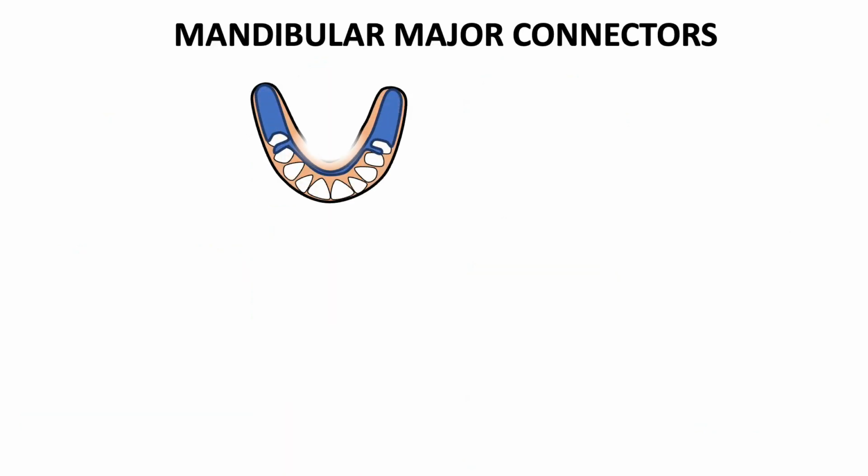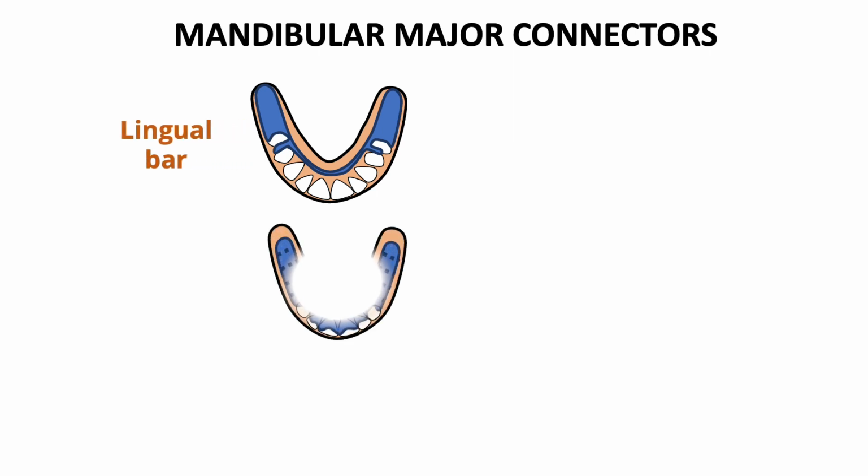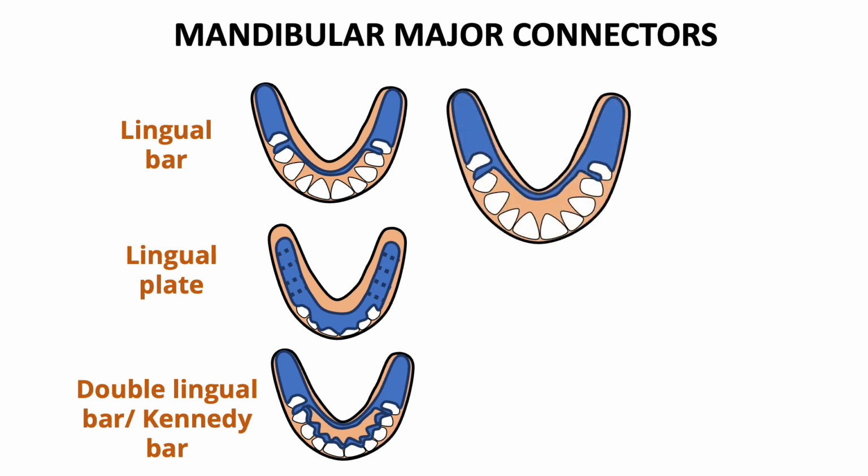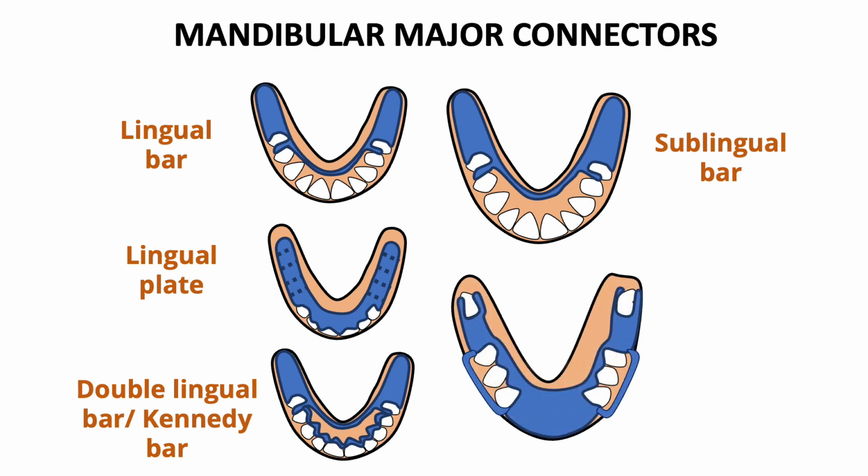Now, mandibular major connectors. We have 5 types of mandibular major connector. First one is the lingual bar. Second one is the lingual plate. Third one is the double lingual bar or Kennedy bar, as we have 2 bars. Then the fourth one is the sublingual bar, and the fifth one is the labial bar, as the bar is present labially. In all other cases, the bar is present lingually.